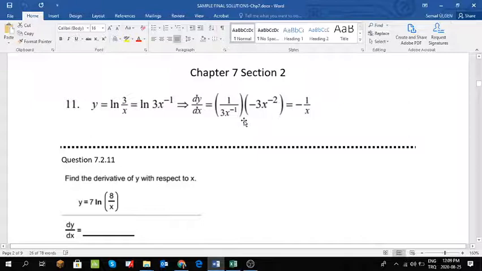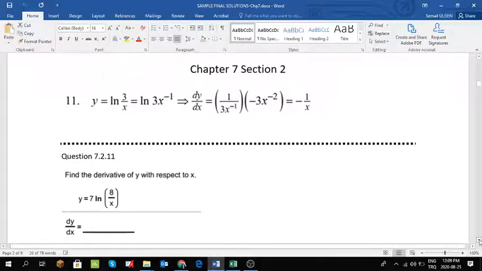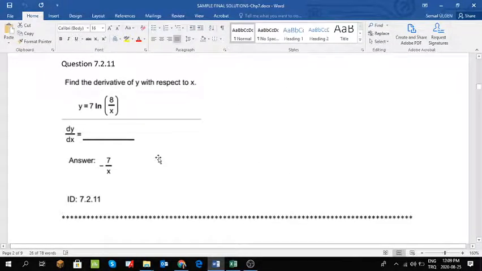And then we simplify. 3's are going to cancel. We have negative 1 left and 1 over x. That's the answer in this case. And I want you to try this on your own and try to get the answer negative 7 over x if you could.